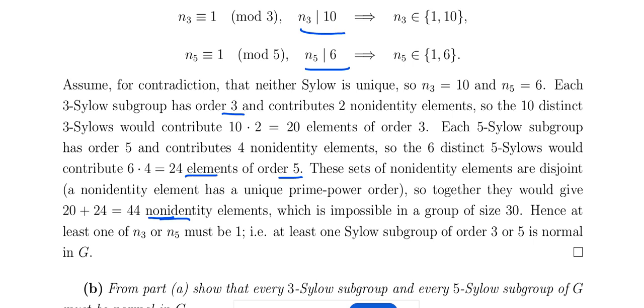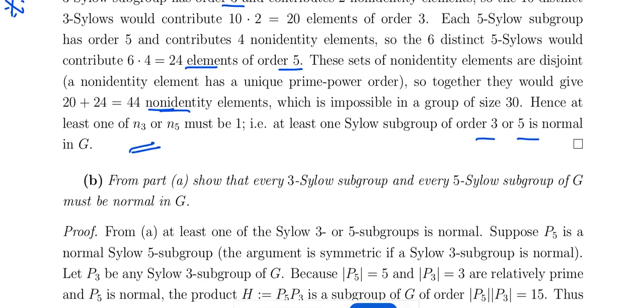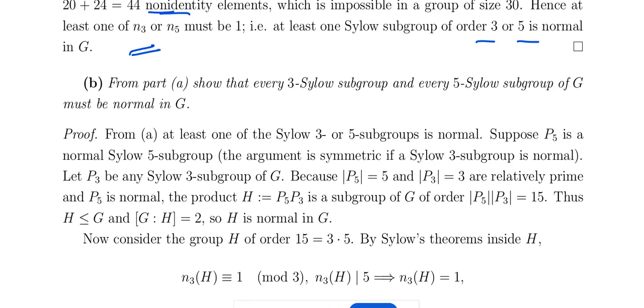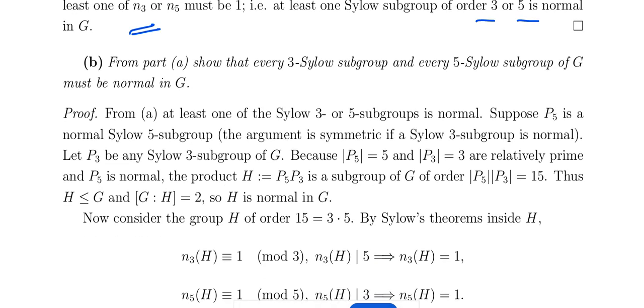Therefore at least one of n3 or n5 must be 1. Either n3 or n5 can only be 1, it cannot be 10 or 6. So at least one of the Sylow subgroups of order 3 or 5 is normal in G. Okay, that is the idea, a very important one. They have asked questions with options like this even in CSIR NET.